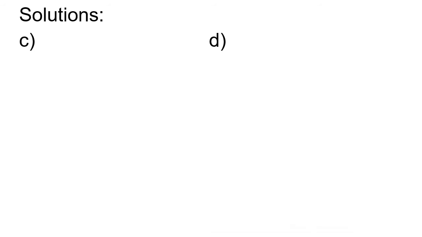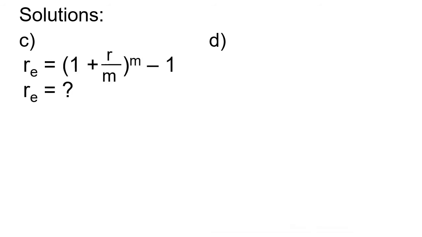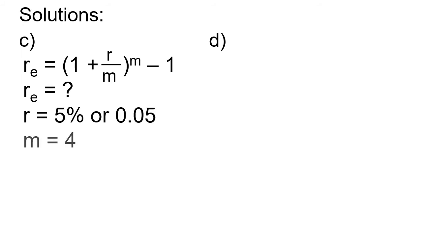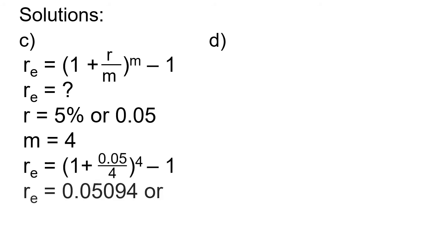For letter C, R is 5% or 0.05. M is 4 because quarterly. Use the formula. So the effective rate of interest is approximately equal to 0.05094 or 5.09%.